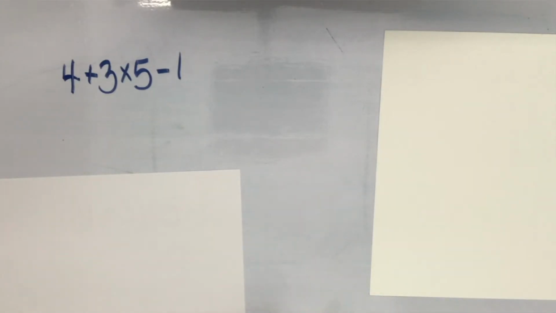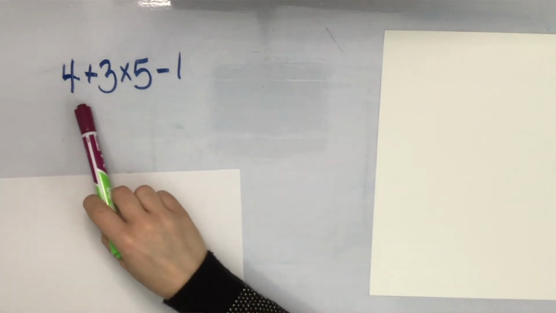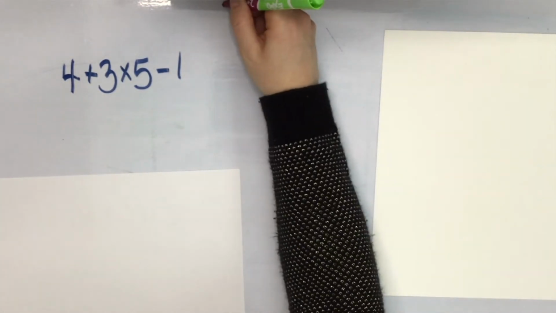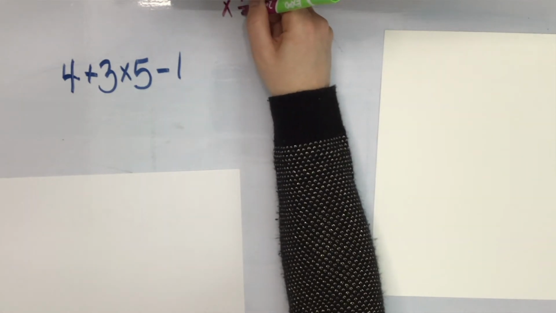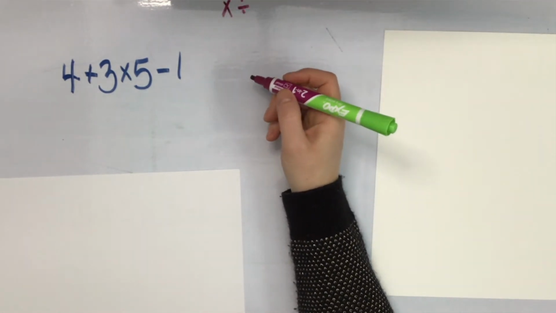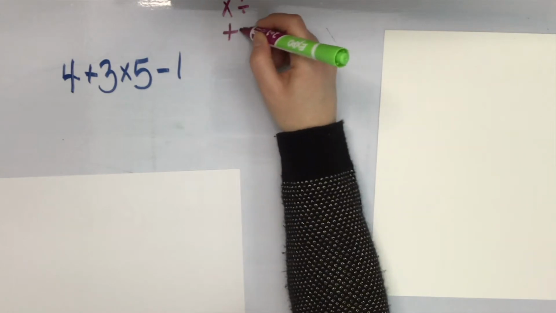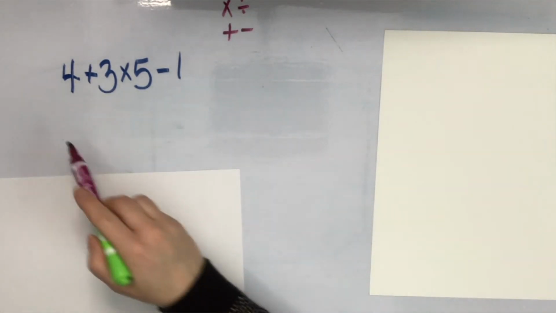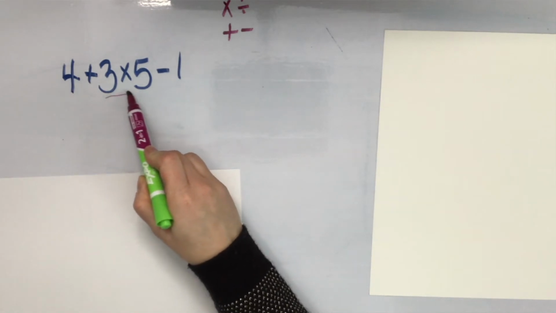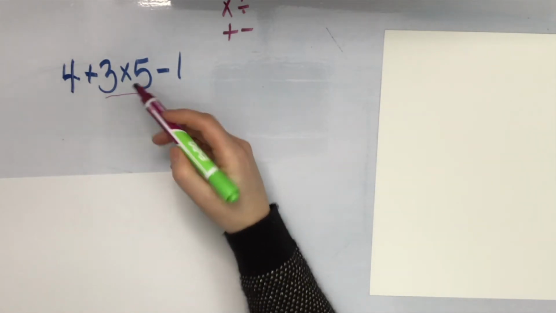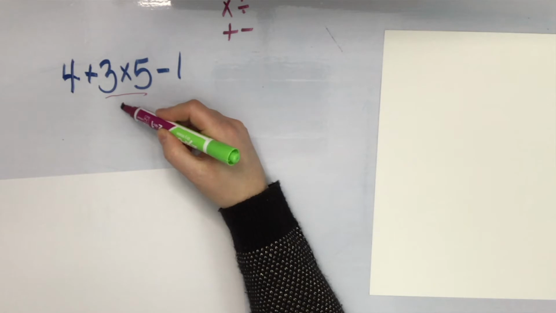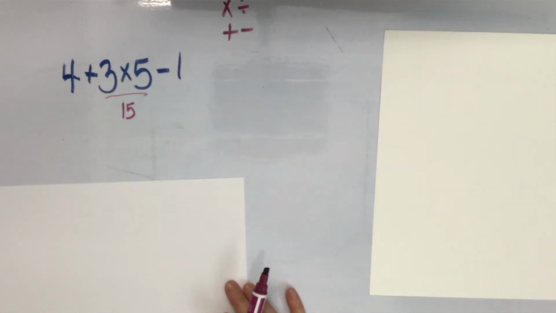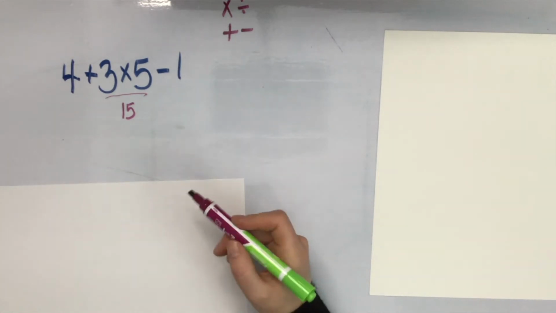Let's try some examples. Here we have 4 plus 3 times 5 minus 1. Let's just remember that multiplication and division are the most powerful, so we'd have to do them first. And then addition and subtraction are the least powerful, so we would have to do them last. So looking at this, I see that I have a multiplication here, so I have to do that first. So 3 times 5 is 15. Now when you get really good at this, you'll be able to do questions like this in your head, but for now I'll write down the steps.